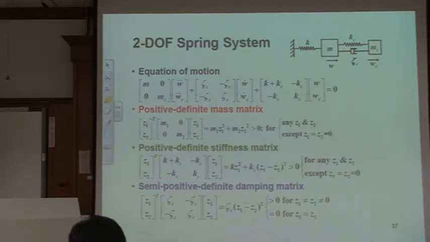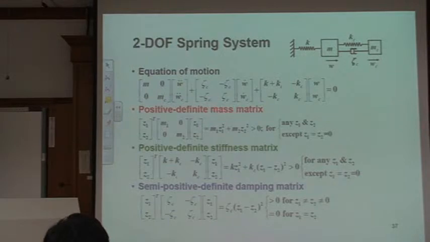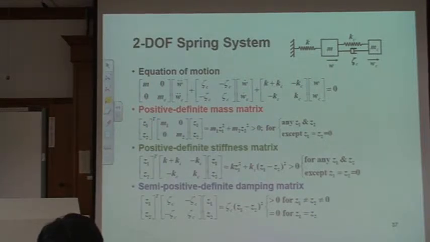So if we derive the motion equation with 2 degrees of freedom, we are supposed to have 2 motion equations. And after we derive those motion equations, we write them in matrix equation form here. Okay, so we verify which matrices are positive definite and which one is not. It's very obvious the mass matrix is positive definite.